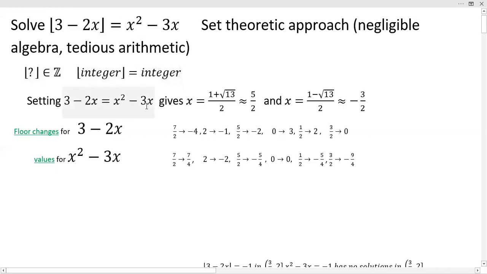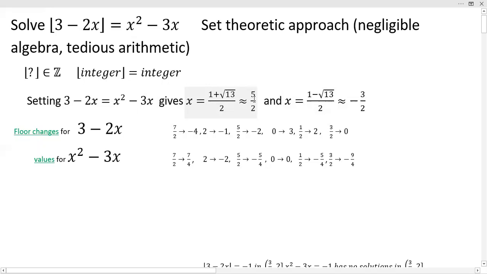Now, it helps to find out where the two graphs would intersect, or just set the two expressions equal to each other. And when you do that, you get that the graphs intersect at (1 plus root 13) over 2, which is approximately 5/2. That's the closest rational number approximation. And (1 minus root 13) over 2, which is approximately minus 3/2. And I just used the approximation square root of 16 is 4, and you get something that's kind of close, a ballpark figure.